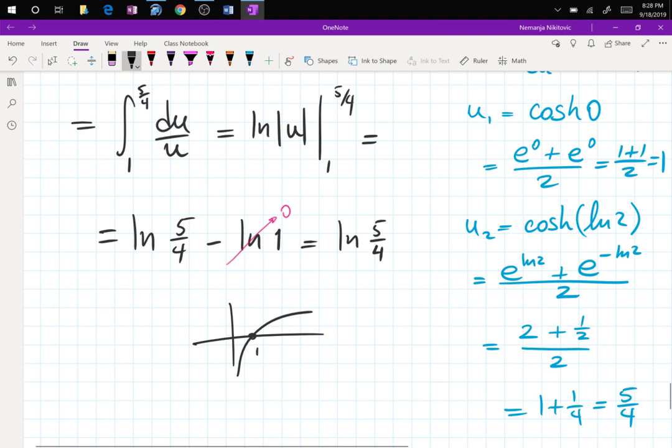No plus c. It's a definite integral, right? So you're getting a number. You can punch this in the calculator, right? ln 5 divided by 4. And you get decimals if you are anxious.